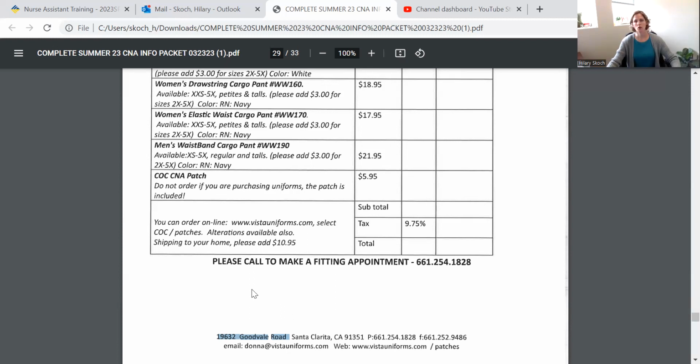For shoes, you can purchase white, non-skid, non-porous shoes. Please email or text a picture of the shoe that you are wanting to buy before you purchase it, just to verify that it is okay for clinical. You will be wearing your uniforms only to clinical days, not to lecture days.